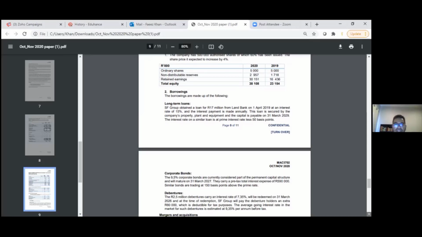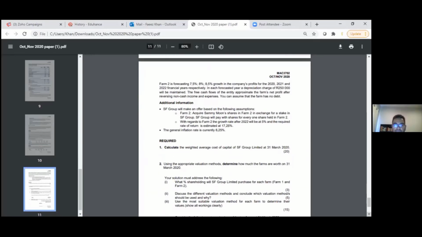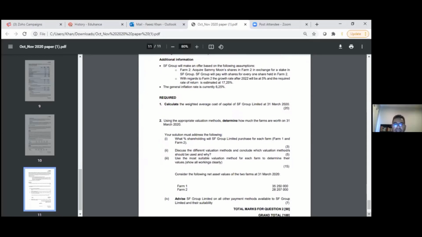Now I'm going to go straight to the required. Number one says: calculate the weighted average cost of capital of SF Group Limited at 31 March 2020. Just keep in mind, at 31 March 2020, that is our reference point. Now I'm going to answer this question with you, and then you can ask me questions afterwards. I'm going to share Excel with you now. Just tell me once you see Excel.